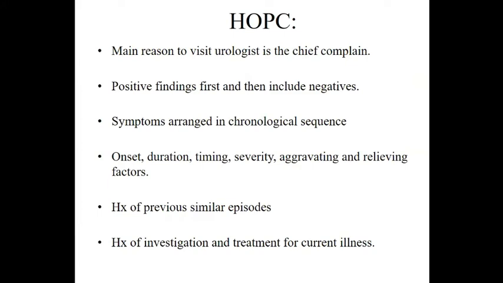How will you arrange this in a sequence? We will ask the patient which symptoms, the onset of symptoms, which symptoms came first, the duration, how long it persists, and the same way the other symptoms. If he had flank pain and subsequently developed hematuria, then we will ask how long he's had the complaint of hematuria.